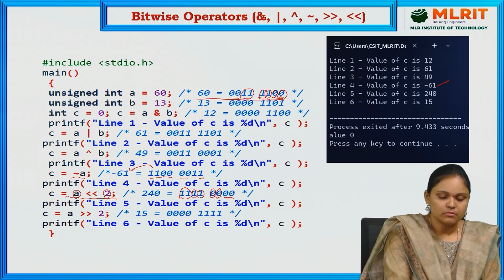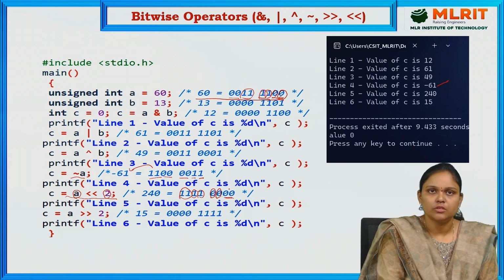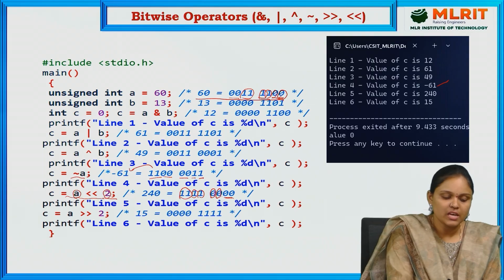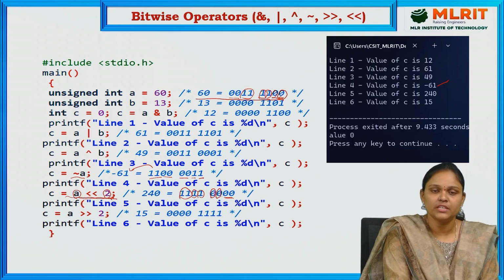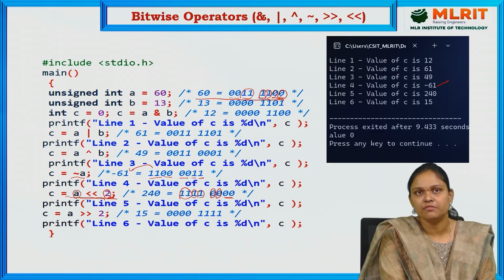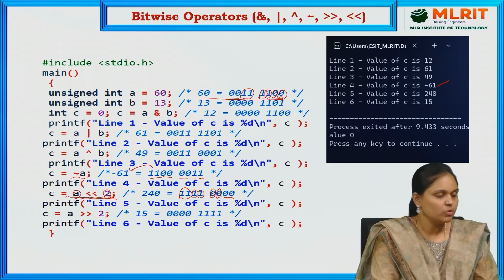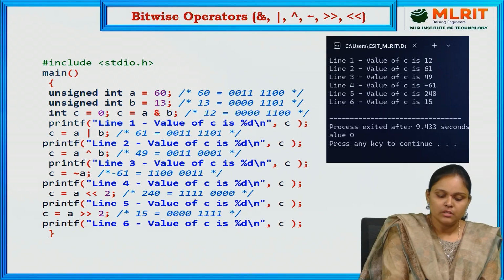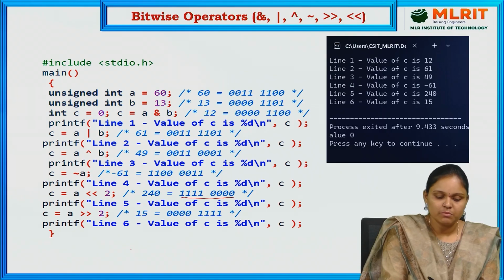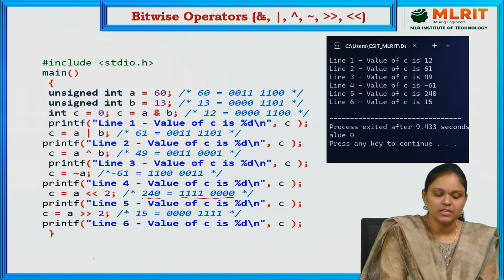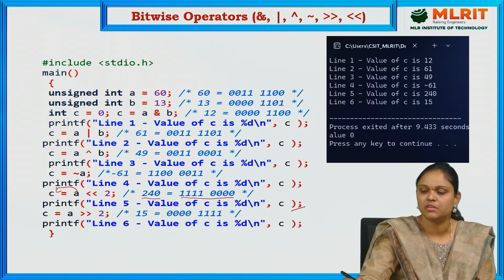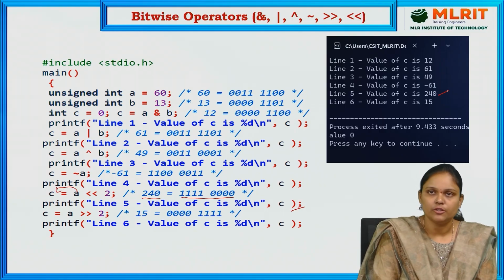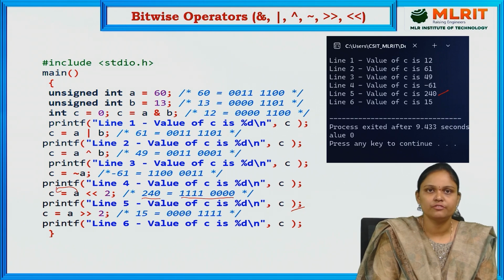So why are we moving 2 bits towards its left? Because we have given the left shift operator the specified number of bits as 2. That is the reason why we are moving the 2 bits towards its left. After converting this value to decimal, we will get 240 as a result. That 240 value will be assigned to the C variable, and by using the printf statement, we are printing that C value after performing the left shift operator.